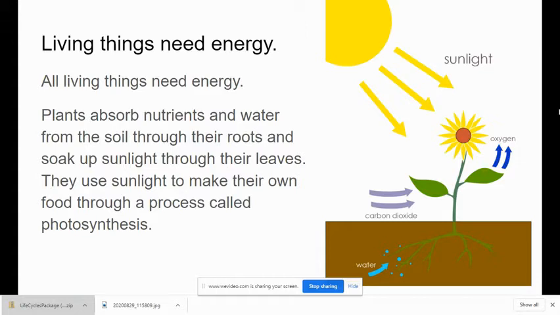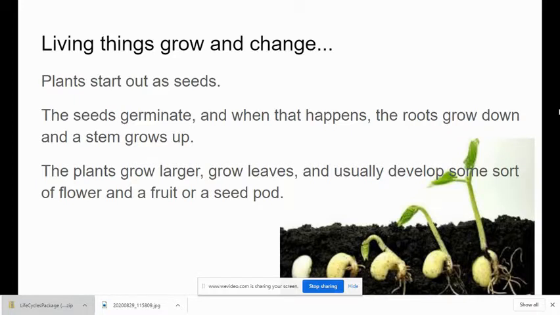So that diagram shows all the ways that plants are getting their nutrients: through photosynthesis from the sun, through that process of taking in carbon dioxide and letting out oxygen through their leaves, and through soaking up water and also nutrients from the soil. We get our nutrients from eating food.